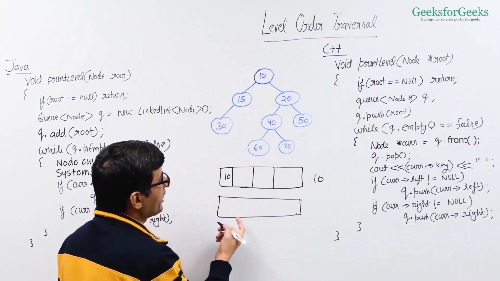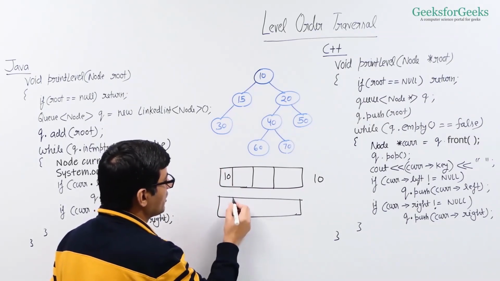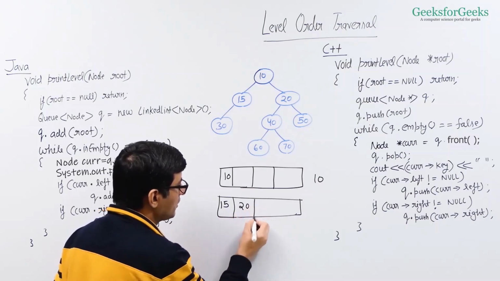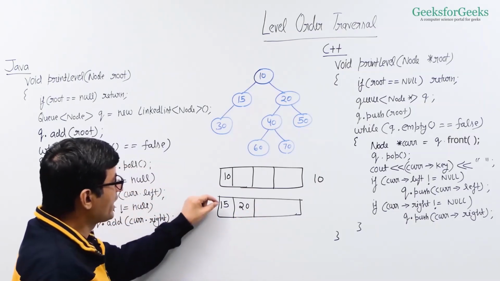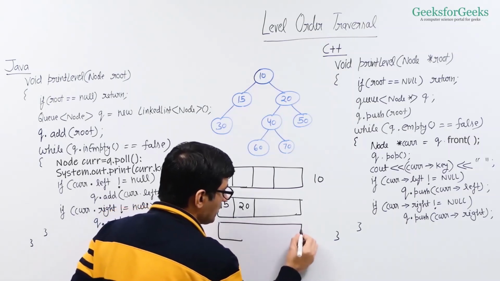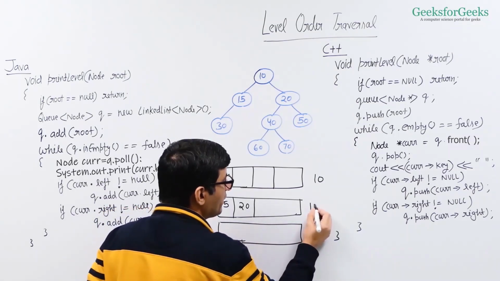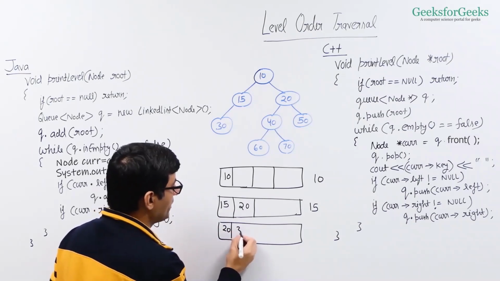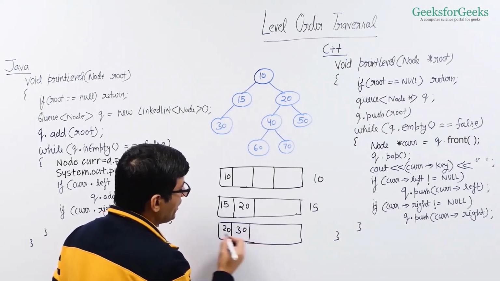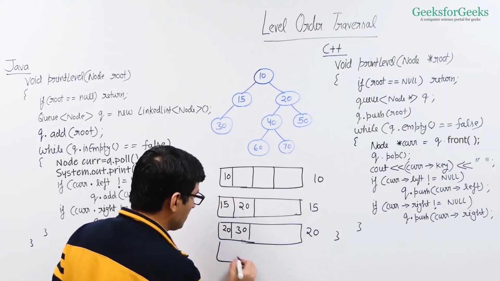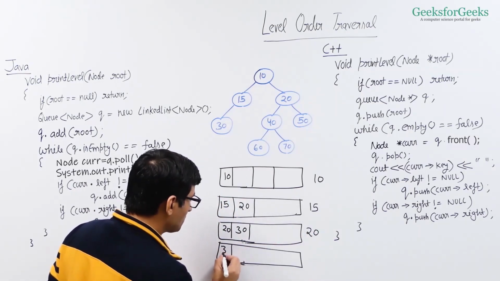Now after printing 10, we will enqueue its children. So we will have 15 and 20 into the queue. Right, now we'll take out 15 and enqueue its children. So you'll print 15 and you will enqueue its children. 30 will be enqueued. Now you will take out 20 and you will enqueue its children. So you will have 40 and 50 into the queue.